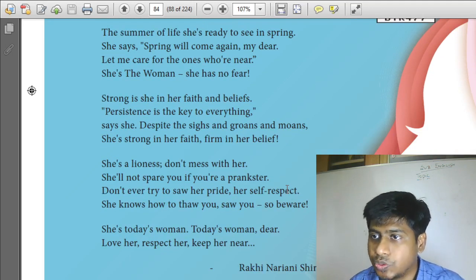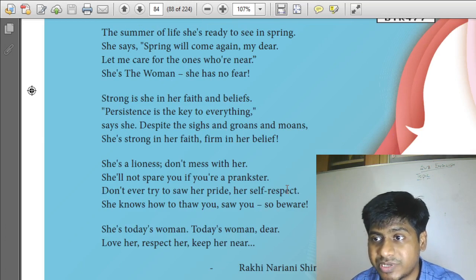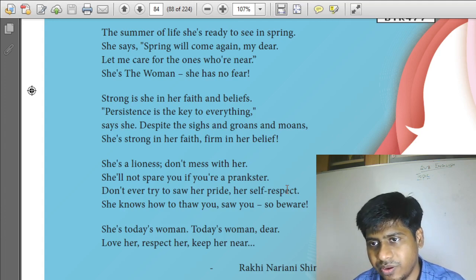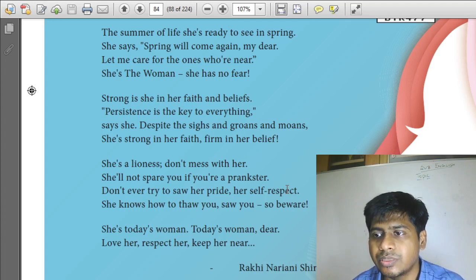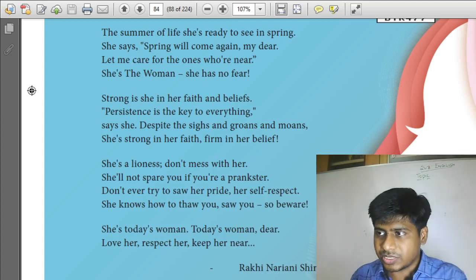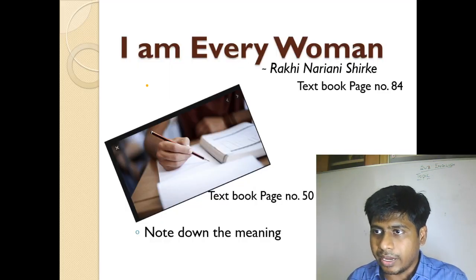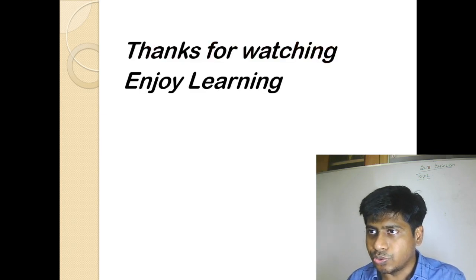She is a lioness, don't mess with her, she'll not spare you if you are a prankster. Don't ever try to saw her pride, her self-respect. She knows how to thaw you, saw you, so beware. She is today's woman, dear, love her, respect her, keep her near. Rakhi Naryani Shirke.